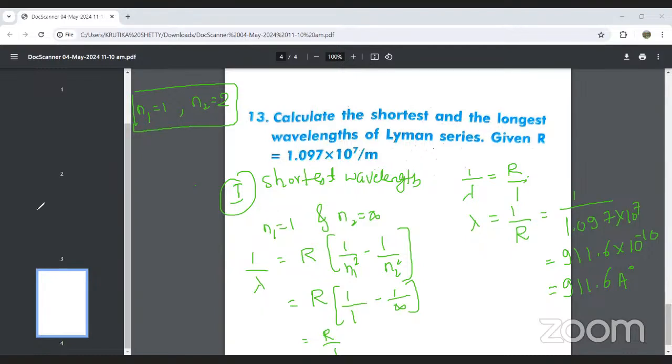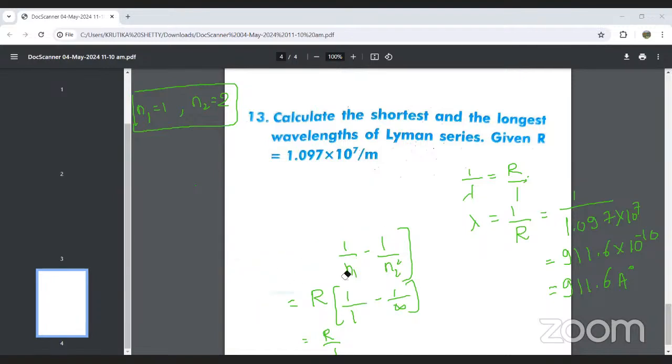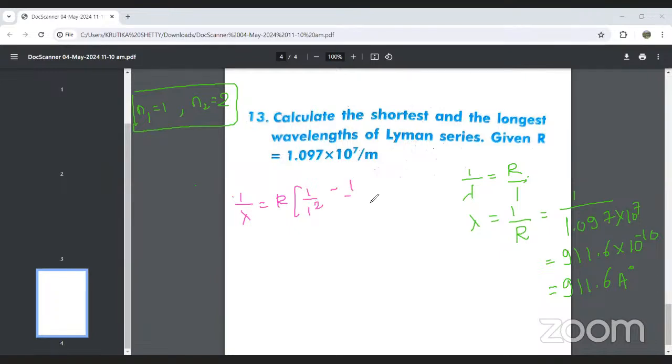Shortest wavelength completed, everyone. I'll clear that and go for the longest wavelength calculation now. For the longest wavelength, we are going to take N1 is equal to 1, N2 is equal to 2. So 1 by lambda is equal to R into bracket 1 by 1 square minus 1 by 2 square, that is 1 by 4.